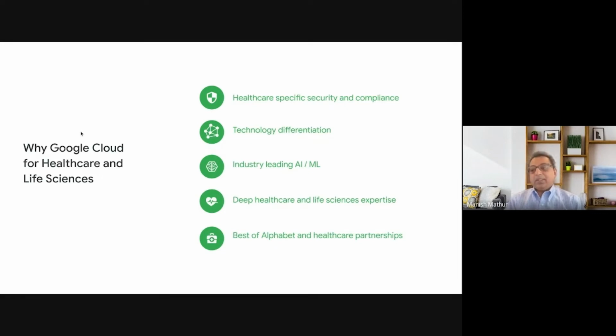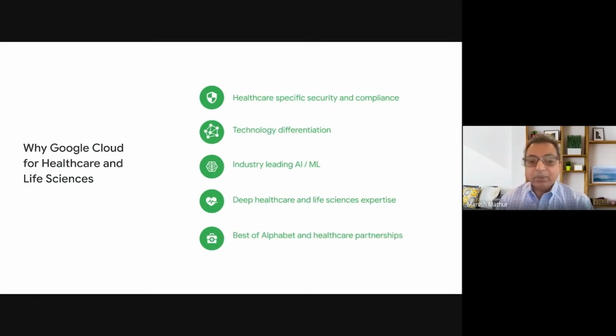Why Google for health, right? I mean, this is five bullets here. In healthcare, we cannot move any further unless we are compliant. We have all the security protocols. So that's primary, and I'm sure throughout the day you're hearing about security and compliance, which is top of mind for healthcare customers as well as for us. So we have some differentiating factors on healthcare security and compliance.